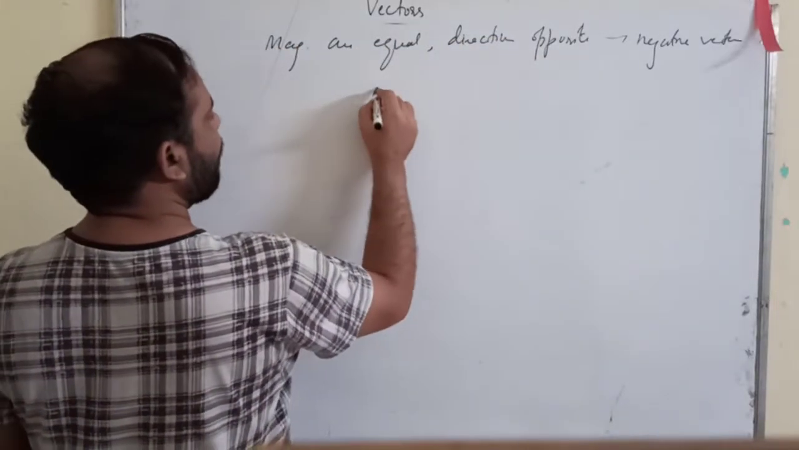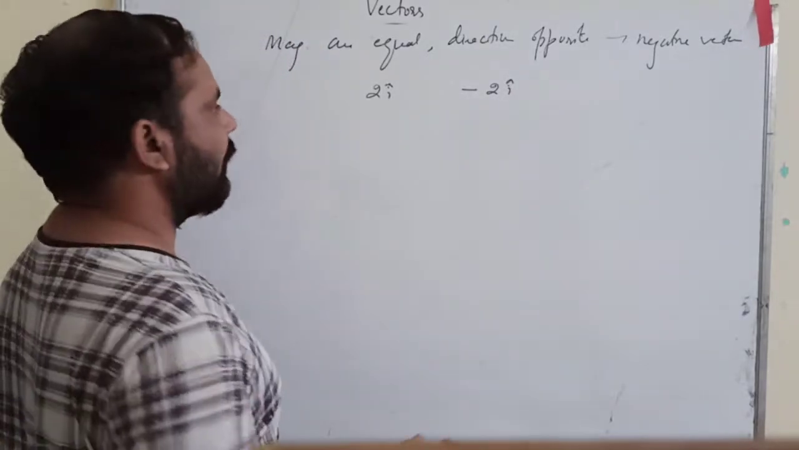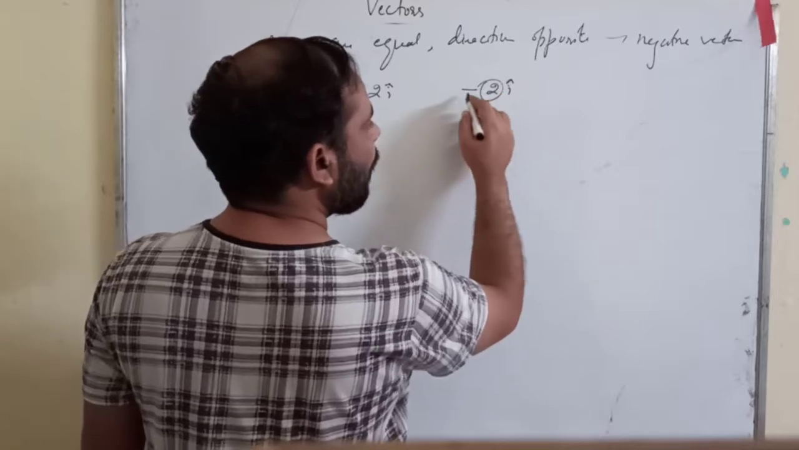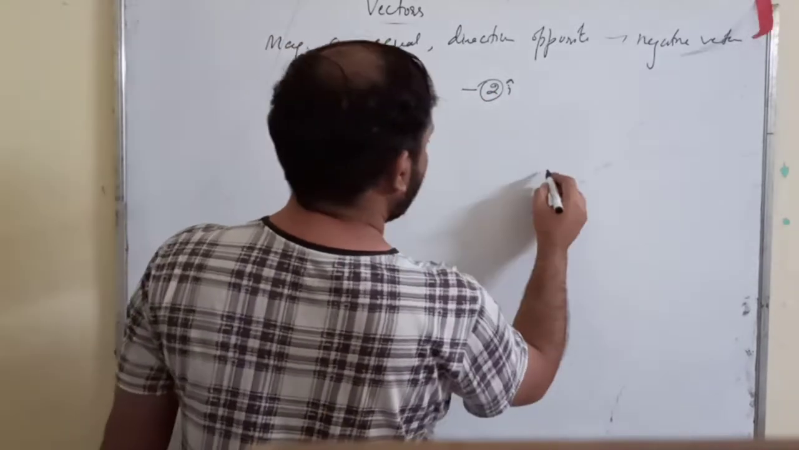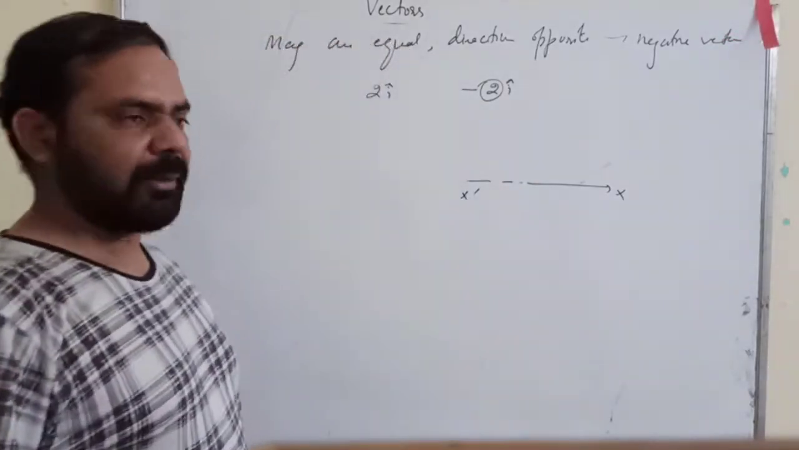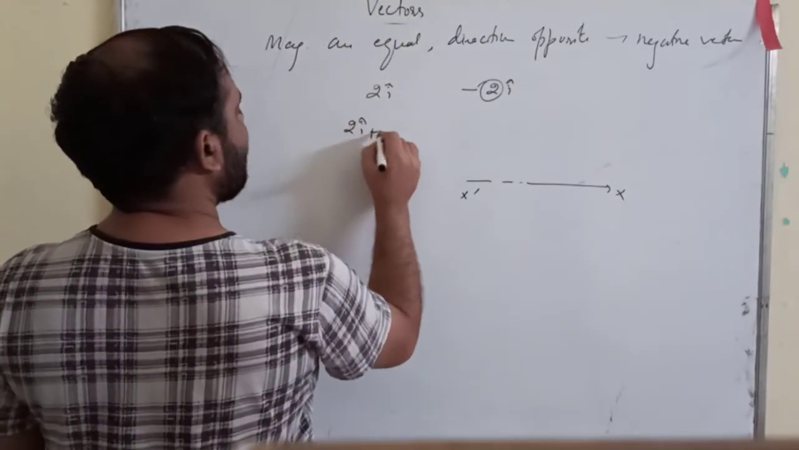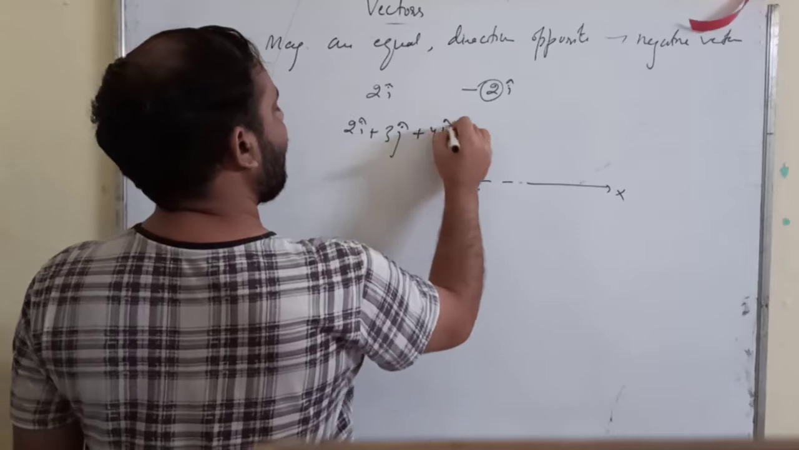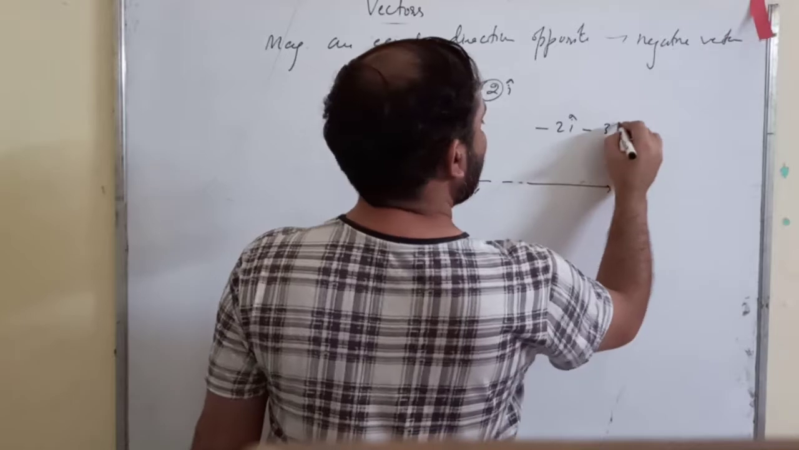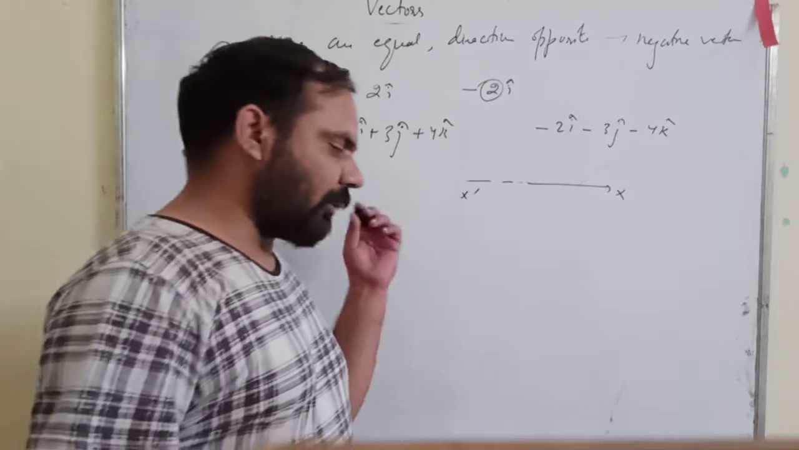Suppose you have a vector 2i cap. What will be its negative vector? Minus 2i cap, because what is the magnitude? 2, and what is the direction? Minus i cap. So if i cap is this direction, this is x, it will be in the opposite direction in x. So they are negative of each other. Suppose you have 2i cap plus 3j cap plus 4k cap, then the negative vector will be minus 2i cap minus 3j cap minus 4k cap. That will be the negative vector of this given vector.